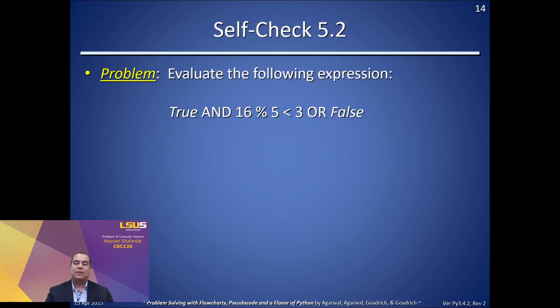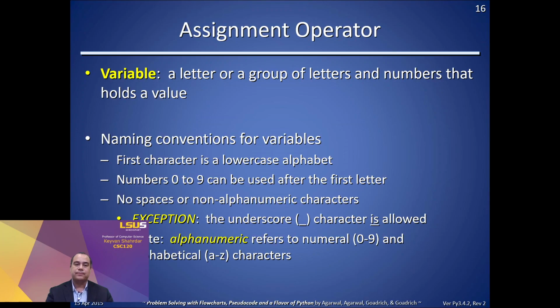Evaluate the following expression. What would go first here? You have to solve for 16 mod 5. 5 times 3 is 15, and the remainder is 1. So is 1 less than 3? 1 less than 3 is true. Then you go from left to right. True and true is true, or false. True or false is true. So you get the solution true.